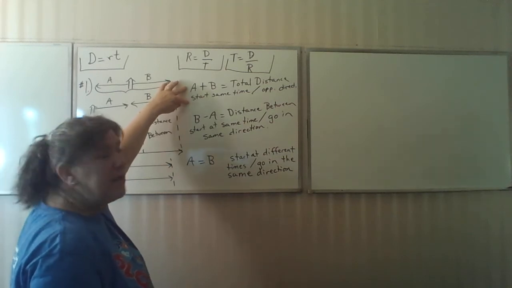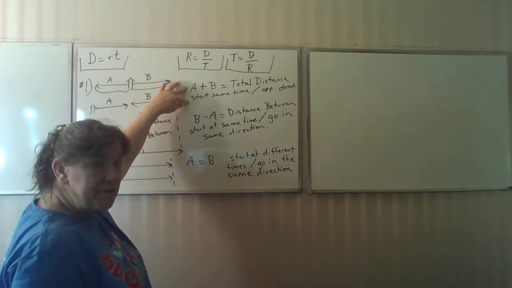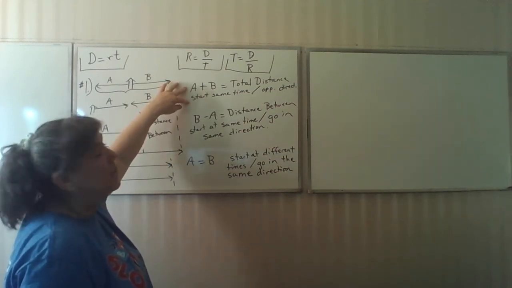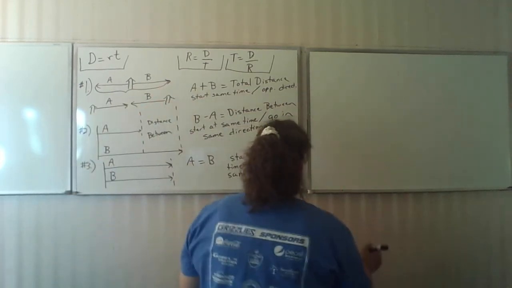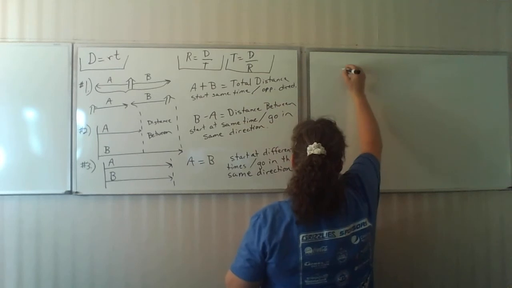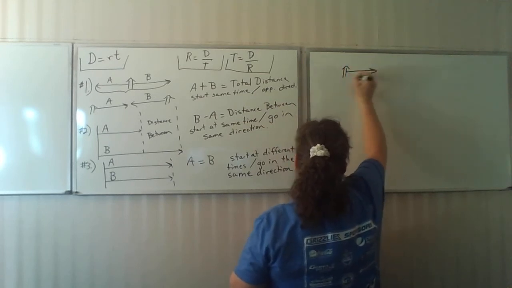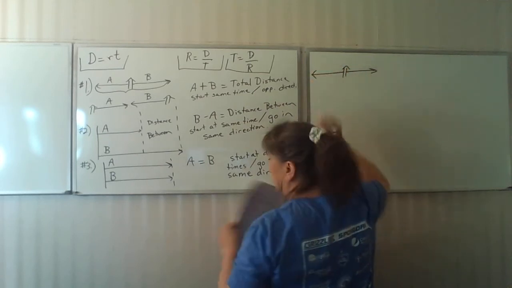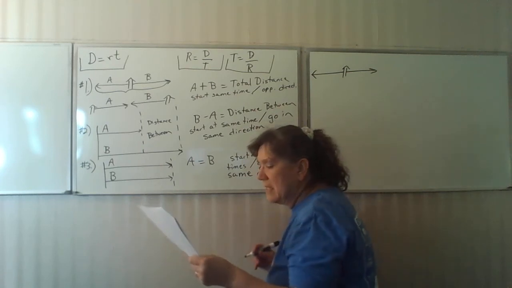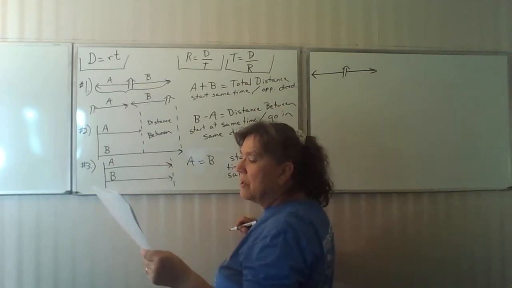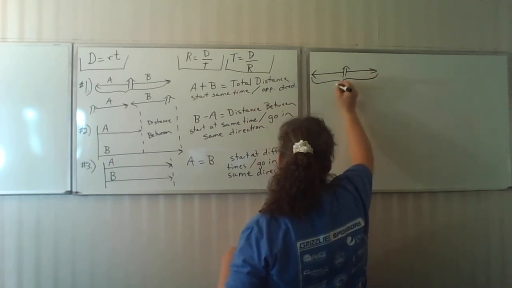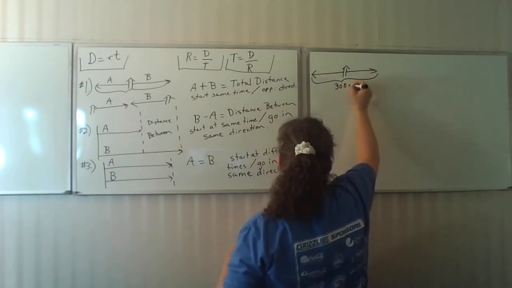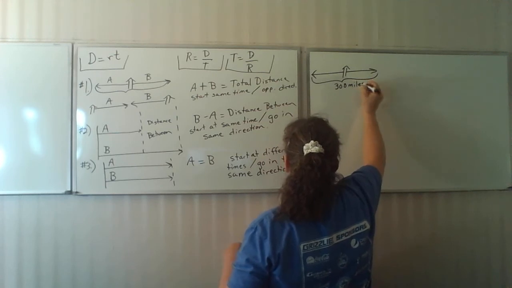Therefore, our formula will be the distance of the first one plus the distance of the second one is equal to the total distance. So let's draw a quick picture of that. Here's where they're leaving from, one going that way, one going this way. Okay, now it says, how long will it take them to get 300 miles apart? So my total distance is 300 miles.